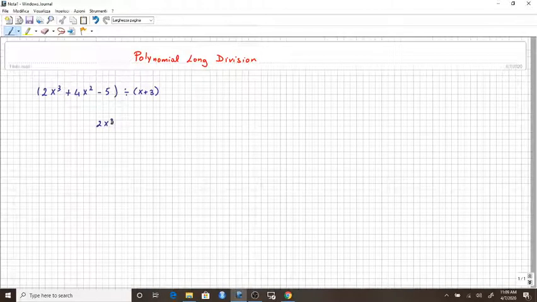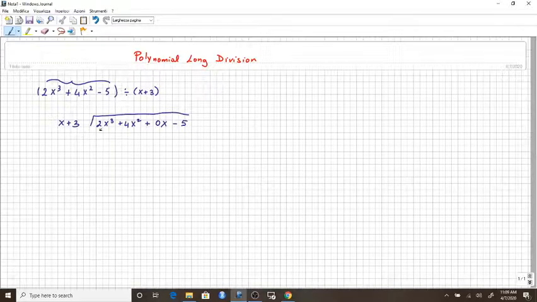So we have 2x cubed plus 4x squared. And notice that in this case, if you look at the dividend, between x squared and 5, there is a negative 5, there is a missing term here. The x is missing. So what's convenient to do is to replace it with 0x. So you're going to write 4x squared, and then you're going to put a 0x, okay? And then you're going to write the minus 5, okay? So this is just convenient.